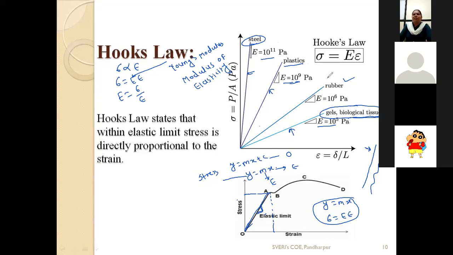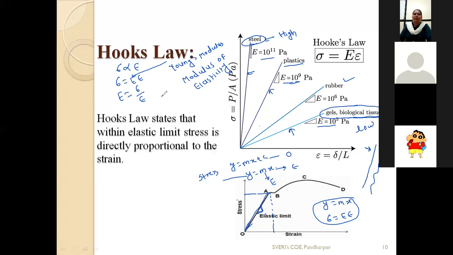In examination, a question may be asked, which material has a high Young's modulus? They have given options steel, plastic, rubber, or biological tissue. At that time, you have to remember that the value of Young's modulus for steel is high as compared to other materials, and the value of Young's modulus for biological tissue is low as compared to other materials.